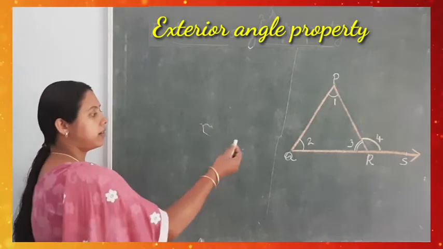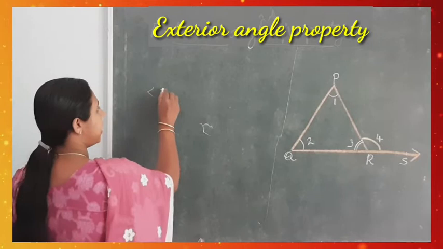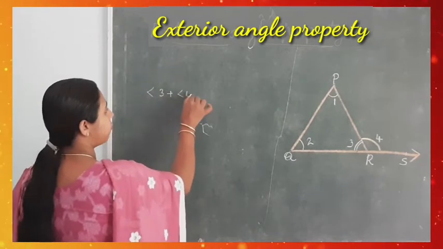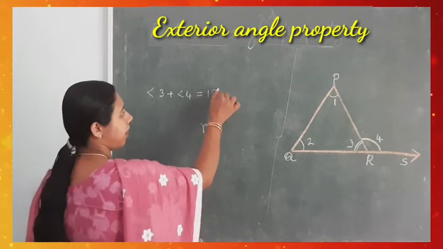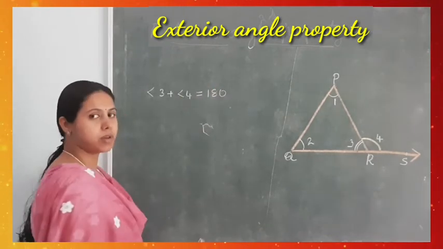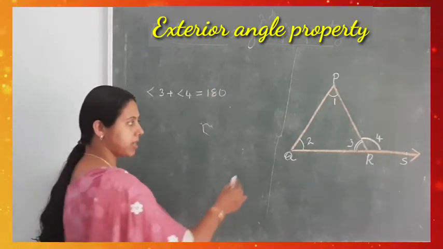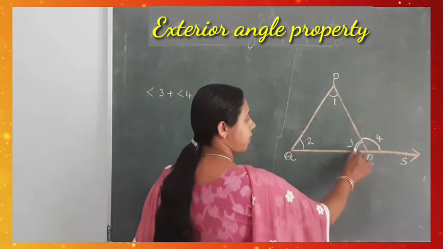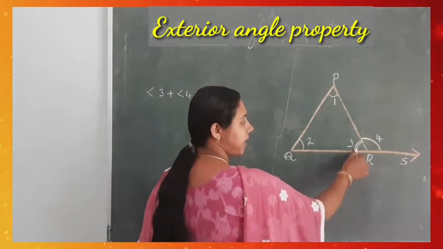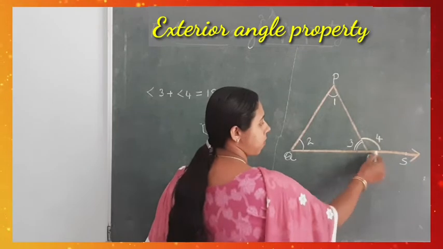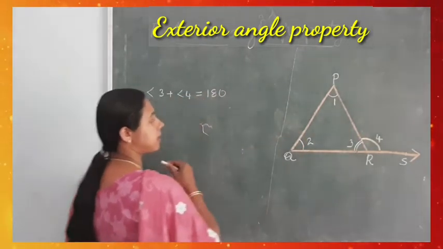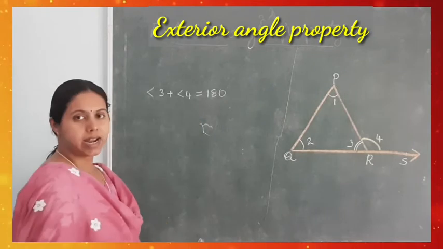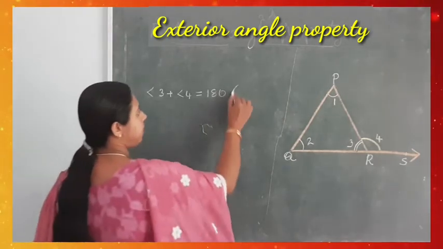We know that angle 3 plus angle 4 is equal to 180 degrees. Why? Because they are linear pairs. Angle 3 and angle 4 are linear pairs. They form a straight line. Their non-common arms form a straight line. Therefore, the sum of these two angles is equal to 180 degrees. They are linear pairs.